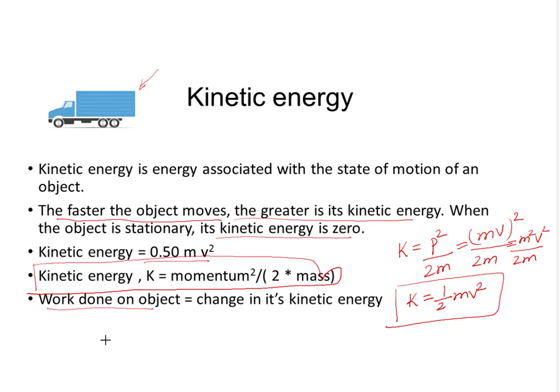Work done on an object changes the kinetic energy of the object, and the formula relating to this is that the total work done on an object is equal to the change in its kinetic energy. Now let's move on to the next slide.